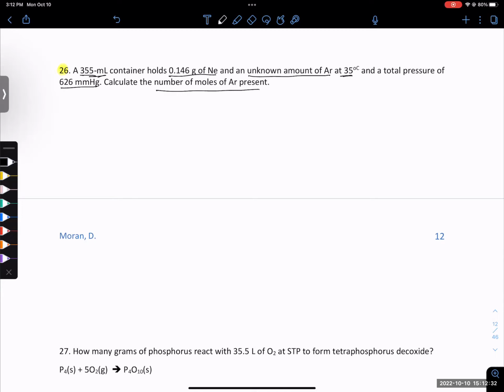Moles of neon? Yeah, and that seems to be Dylan's first step. That was my first step. Okay, so you do 0.146 grams of neon, and then you look at your molar mass, so that's 20.18 grams in every 1 mole. So solve that out.